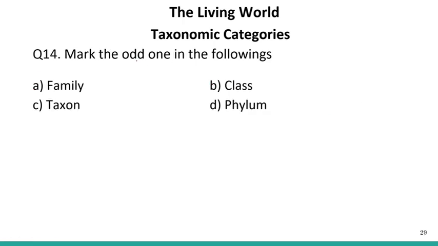Now the next question is, mark the odd one out in the following. The options are family, class, taxon, and phylum. So what should be the odd one out? These are all taxonomic categories, so these are taxa. So the odd one here is taxon. So the correct answer is taxon.